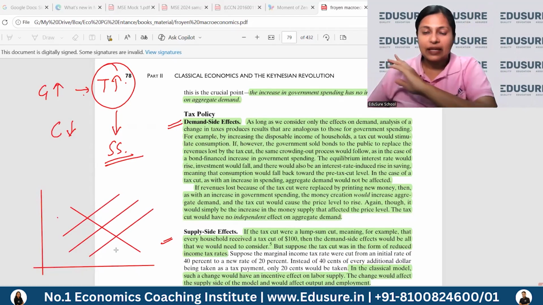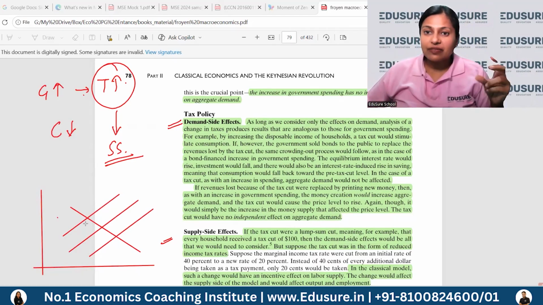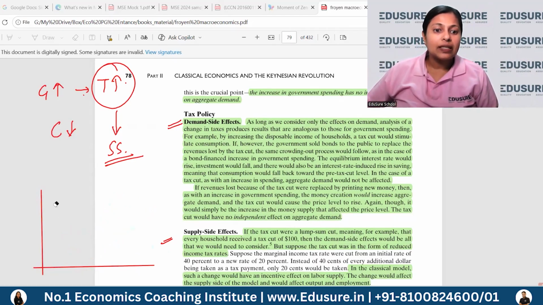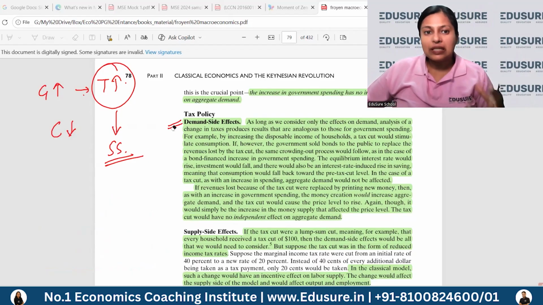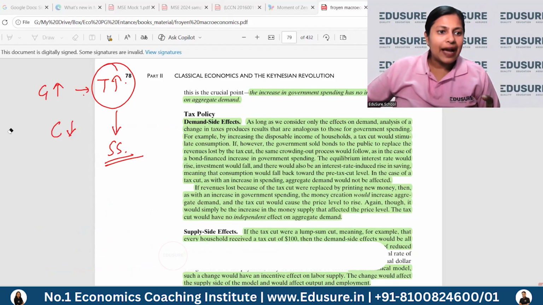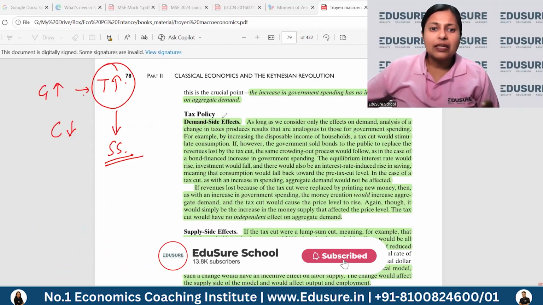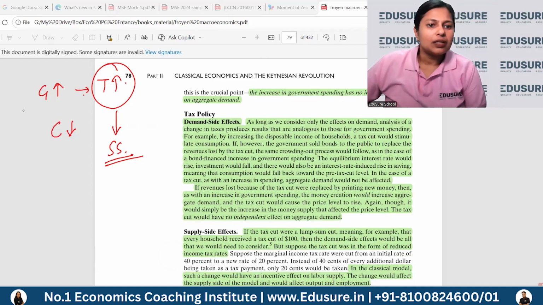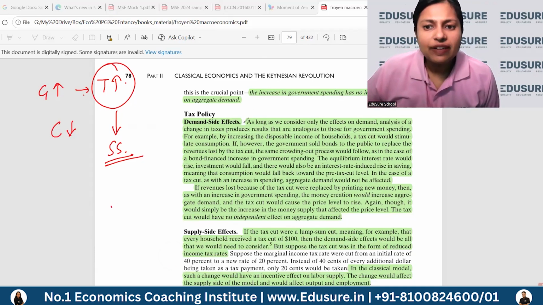You will have a higher aggregate supply level. So a tax has a supply side effect, a very big supply side effect. So tax is not something that can be changed very easily. Tax has both a demand side effect and a supply side effect. So now, as long as we consider the effect on demand, let's do the tax side effect properly.